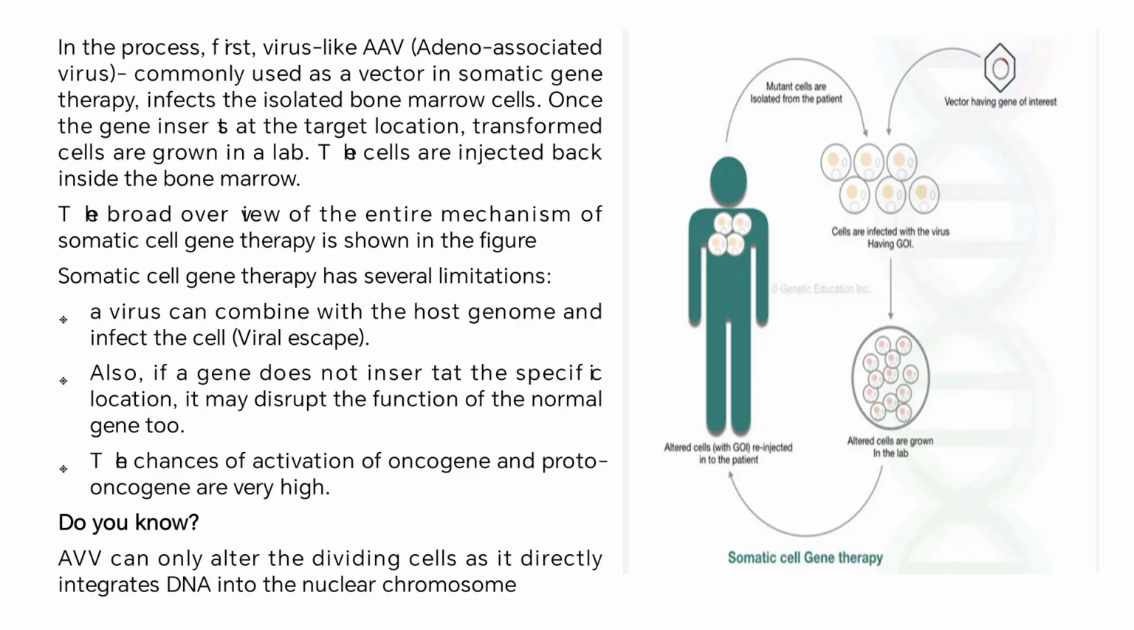So if we apply this somatic cell gene therapy procedure to the bone marrow cells, the AAV also gets inserted. By mistake, it activates a proto-oncogene into an oncogene. That is when the problem occurs. Moreover, it alters only the actively dividing cells, where it integrates into the nuclear chromosome. That is the nature of the adeno-associated virus.